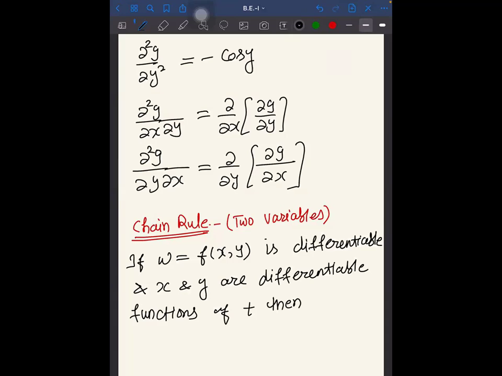Then if we want to differentiate w with respect to t, what we will do, dw/dt can be written as ∂f/∂x into dx/dt plus ∂f/∂y into dy/dt, right? As I'm telling you, we will not go into the proof of that. I'll construct a tree diagram from which you can always infer how the rule will get implemented.